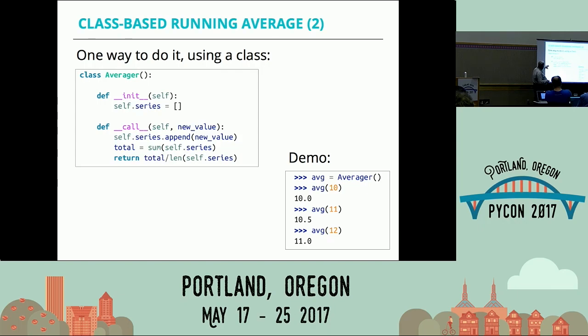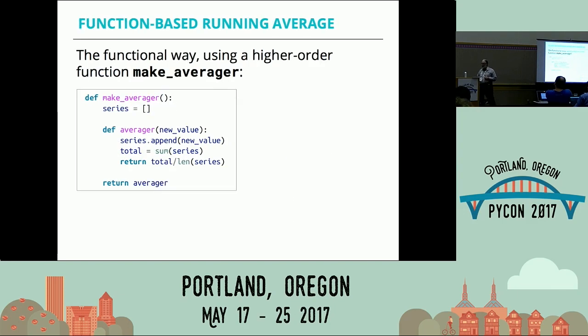So anyway, the dunder call method is what makes Averager instances behave as if they were functions, right? So you can call the instance, and every time you call, what we are doing is we are appending the new value to the series, then we are computing the total and calculating the average by dividing the total with the len of the series, right? Simple? Okay, so this is one way of doing that, and the other way is using a closure.